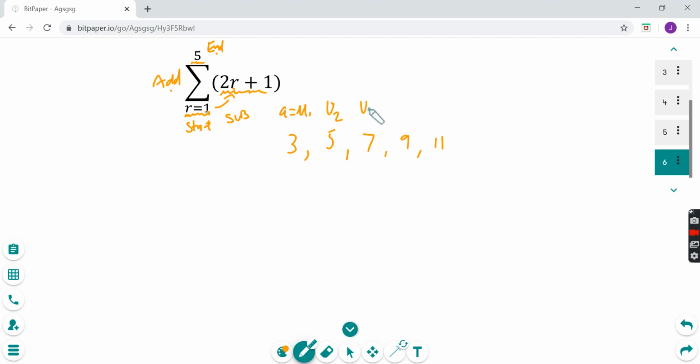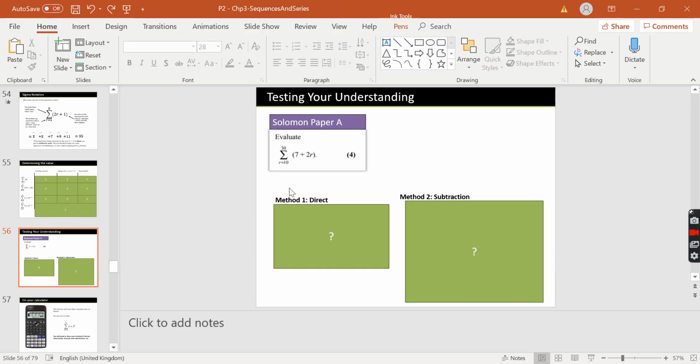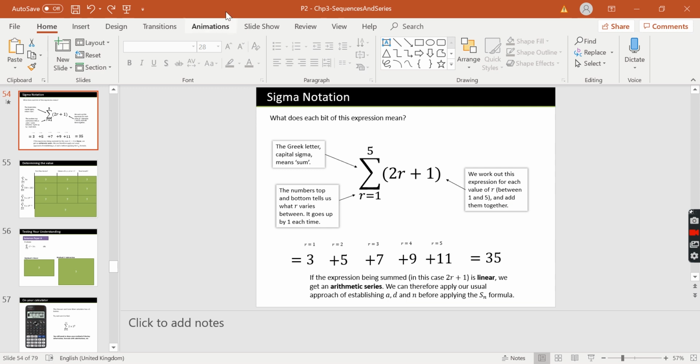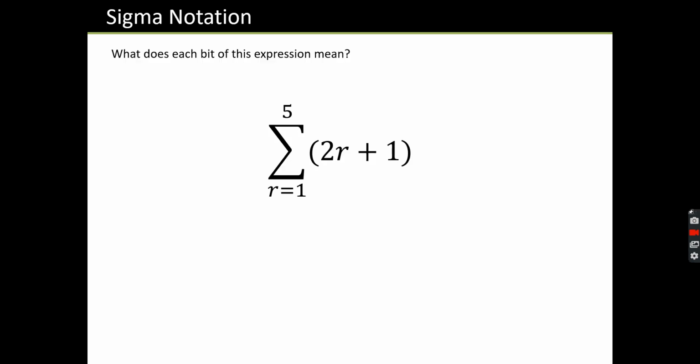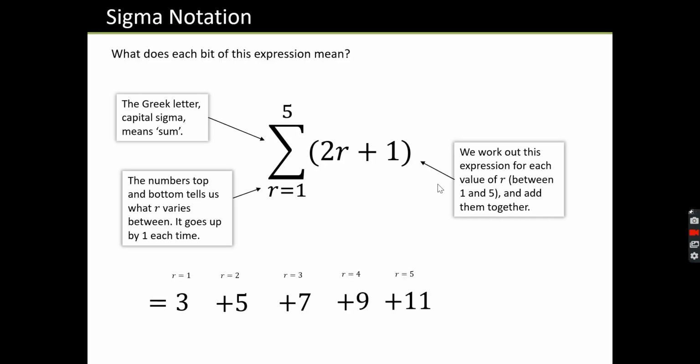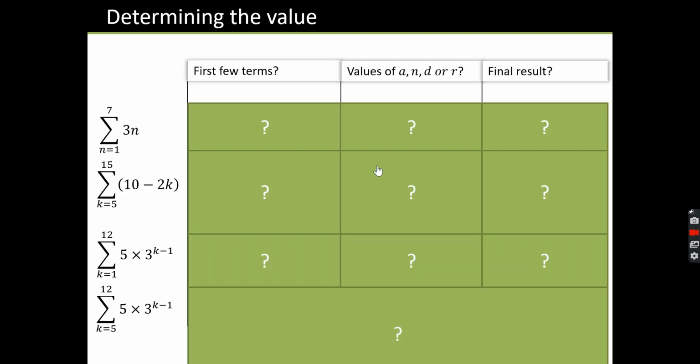So these are the terms in your sequence, and the sigma means that we need to add these together. So we can get rid of those commas and add those together, and that's all we need to do. In this case, this is an arithmetic sequence, but it doesn't always have to be an arithmetic sequence. So we've just seen this one here. Let's have a look at the next page. So we know it's 35. Yes, we can work that out. So let's have a look at some more examples.